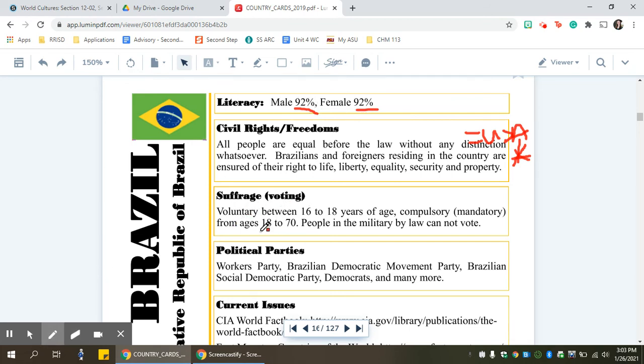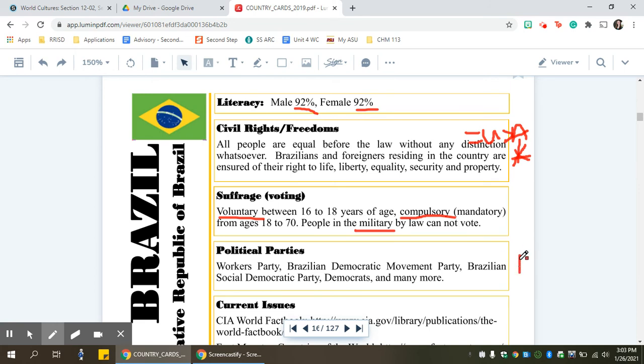Suffrage, which is voting, is voluntary between the ages of 16 to 18. So you can vote if you want to between those two ages, but it is compulsory, which remember means mandatory, from ages 18 to 70. People in the military by law cannot vote.